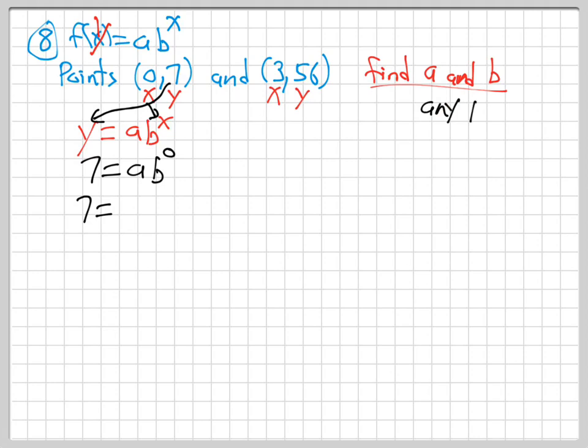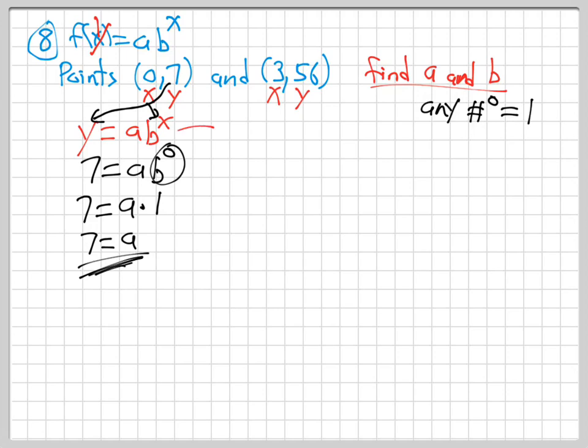Any number to the 0 power is 1. So this is 1. This is a times 1. So that means a is 7, because a times 1 is just a. So a is 7. So now we know the value of a is 7.